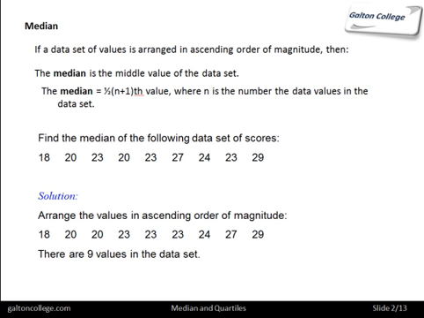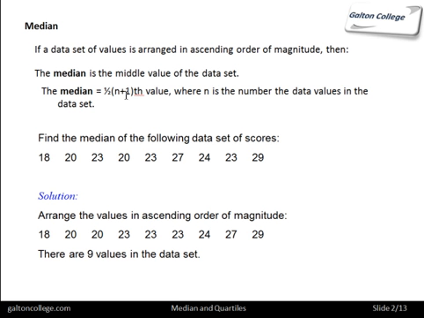The median here is given by this formula. It's half the number of items in our set plus one. So let's say we've got 10 numbers. 10 numbers plus 1 is 11. Half of 11 is 5.5. So the 5.5th item is the median.